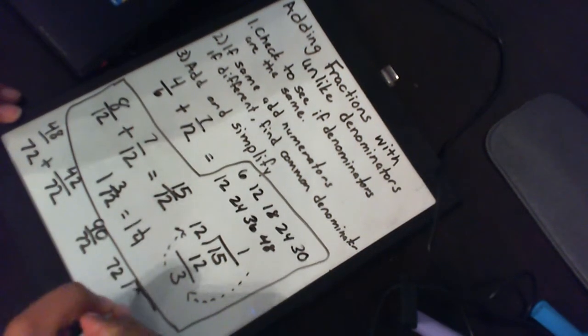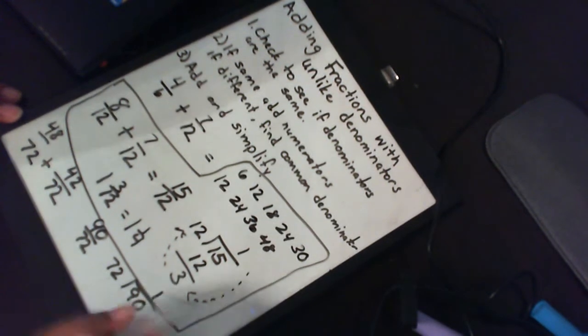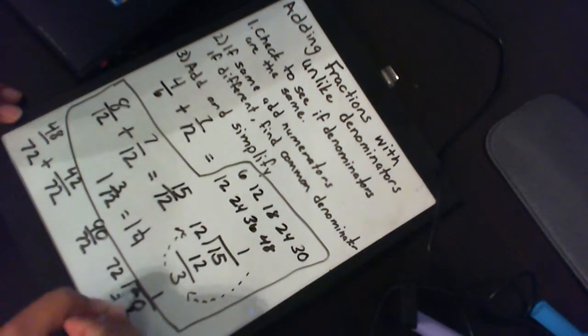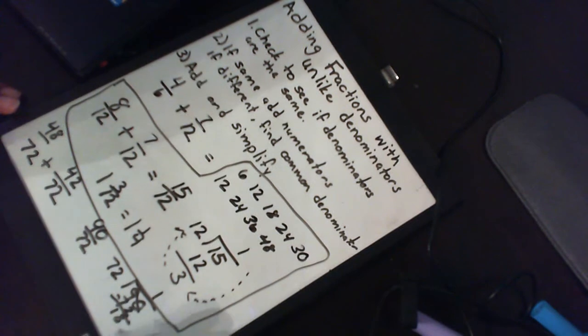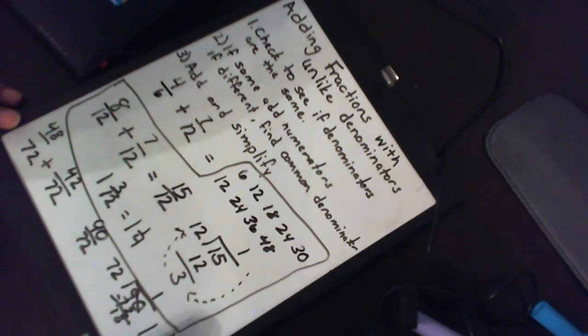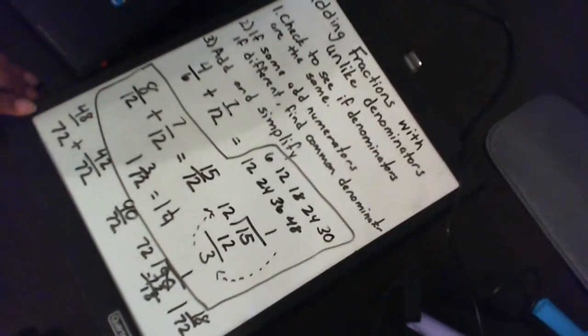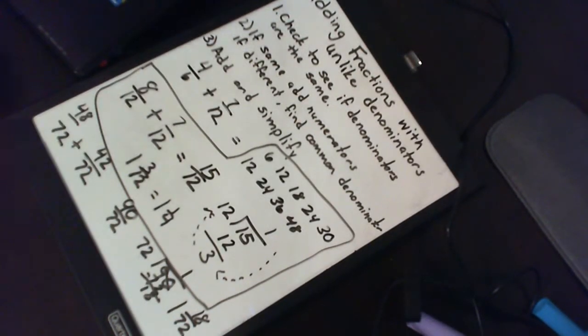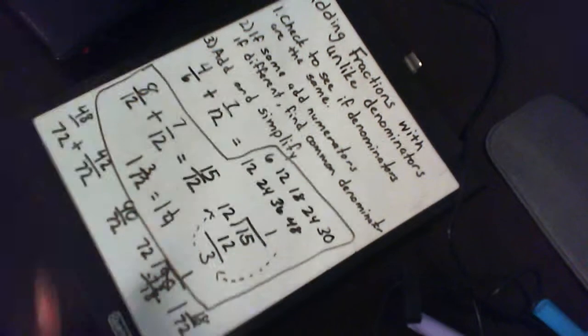72 into 90. It goes 1 time. So when we subtract, we have to borrow. That becomes 18. So then we get 1 and 18 over 72. Now we play the 10, 5, 2, 3 rule.